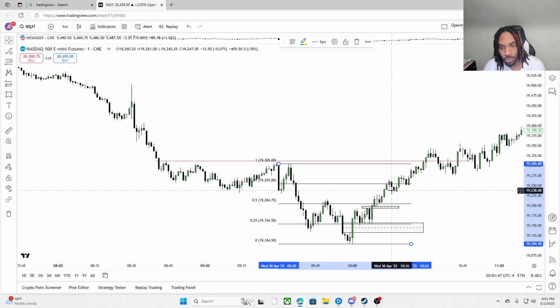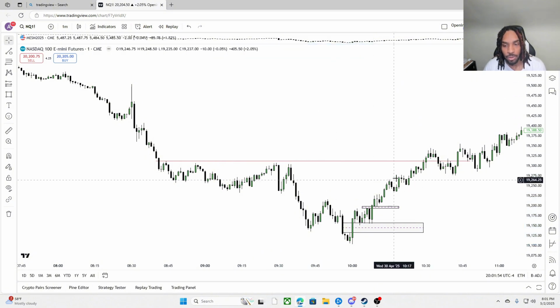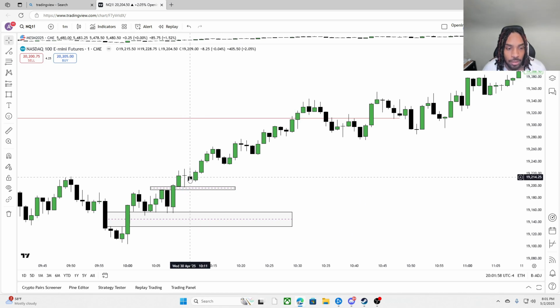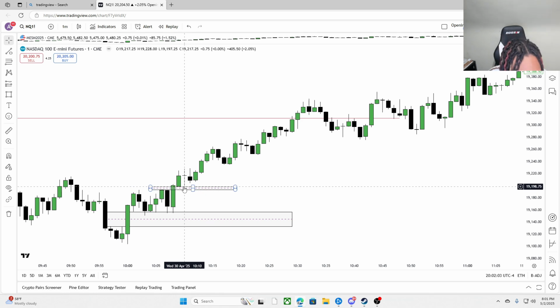Also, this one too. This one as well. Even though it's above 50%, you can still take that fair value gap. But these are the high probability fair value gaps for sure. But we've traded into this fair value gap. You see price stays above 50%.